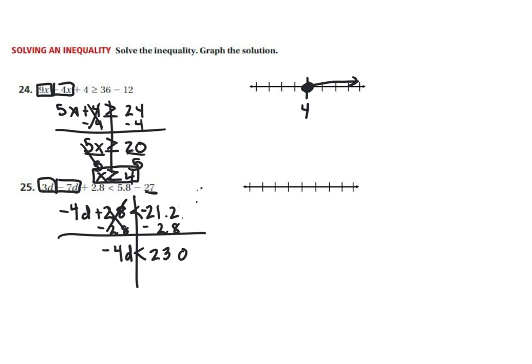So we end up with 24.0. Now we'll divide by negative 4 on both sides. Negative 4 over negative 4 cancels, because that's 1. We divided by a negative, so we flip our sign, and 24 divided by negative 4 is negative 6. So there's negative 6. D is greater than, so an open circle to the right.